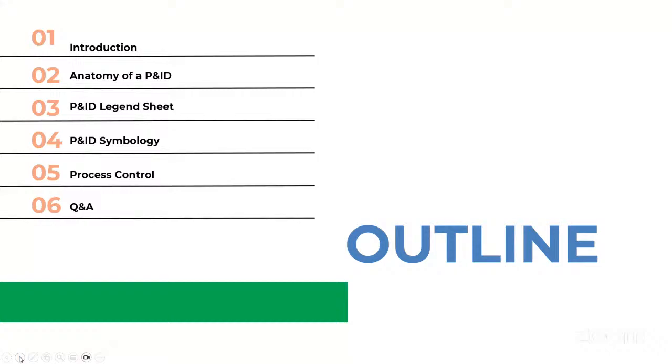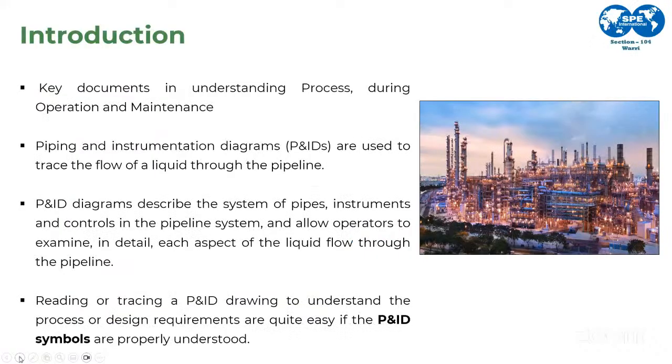So this is our outline. We'll look at the introduction and also the anatomy of a P&ID, becoming doctors. We'll look at what are known as legend sheets and why they are very important. Then we'll look at some symbology and process control. And if time permits, we'll do a little walkthrough of what P&IDs actually are. And then we'll take some questions and answers. So next slide, please.